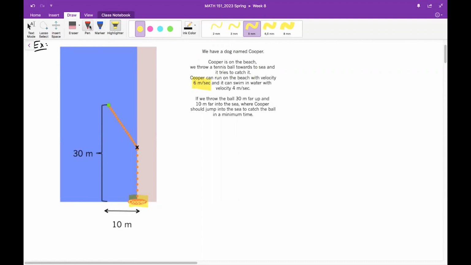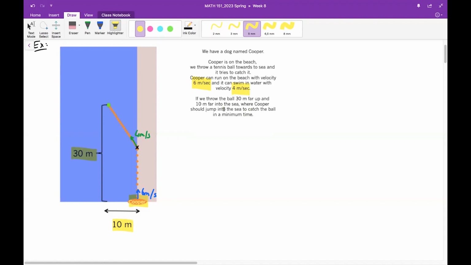Let's write this down as information. Cooper can run at the beach with the velocity of 6 meters per second, and he can swim in the water. The velocity of the dog in the water is given as 4 meters per second. By the way, there is also extra information here. We throw the ball 30 meters along the beach and 10 meters far into the sea, like this.